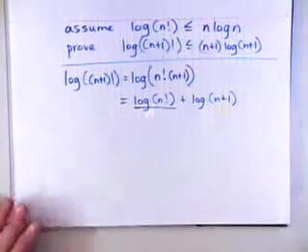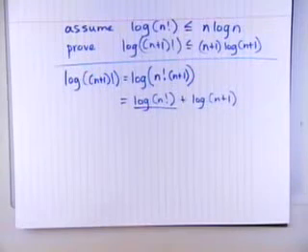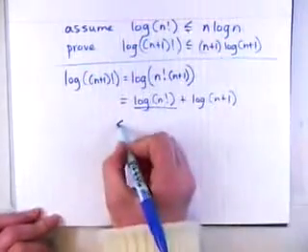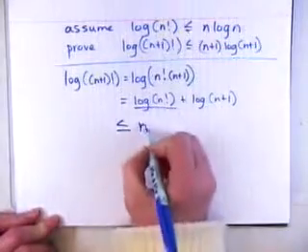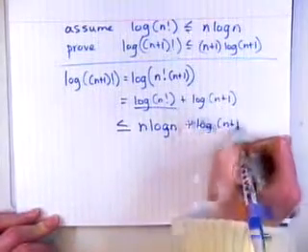Now this looks like the left-hand side of what I had, right, of my assume statement. So now I'll do my substitution, but I have to use a less than or equal to instead of an equal sign. Substitute in n log n plus log of n plus 1.